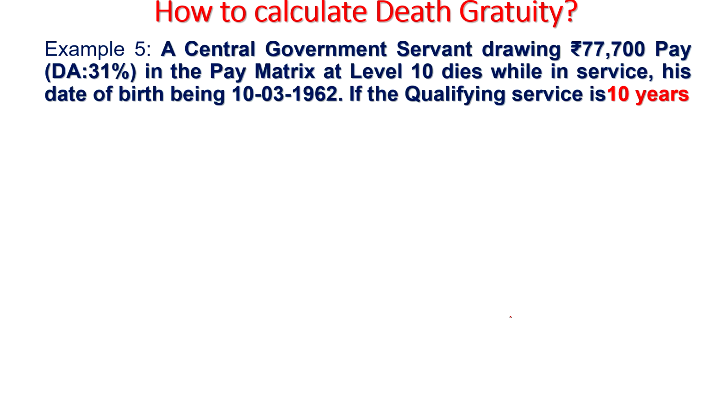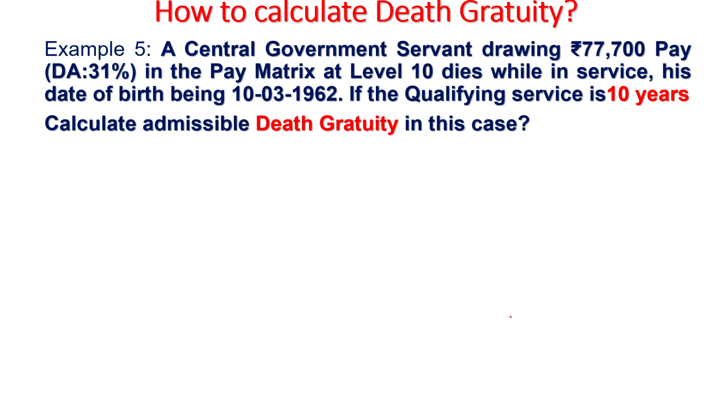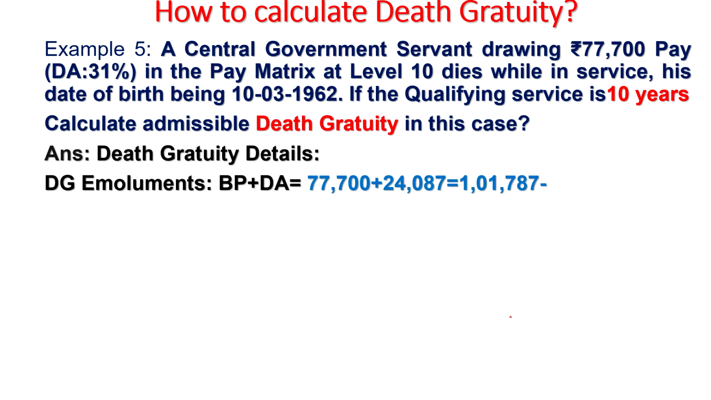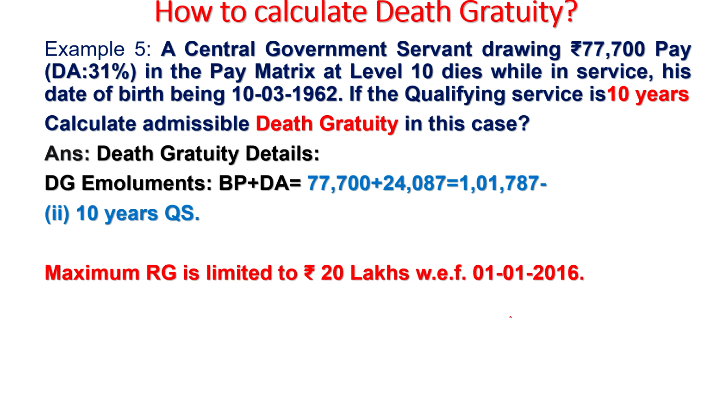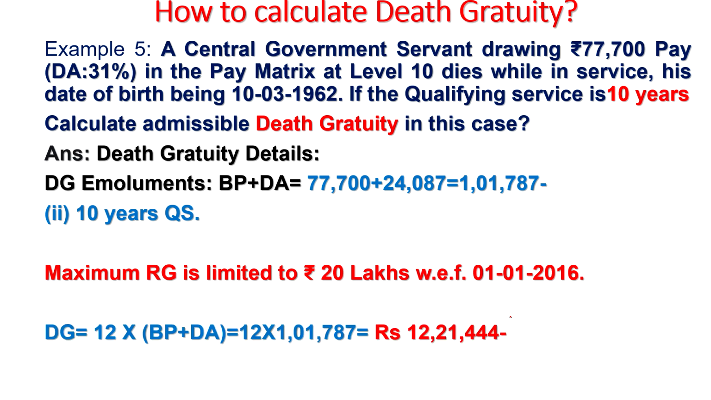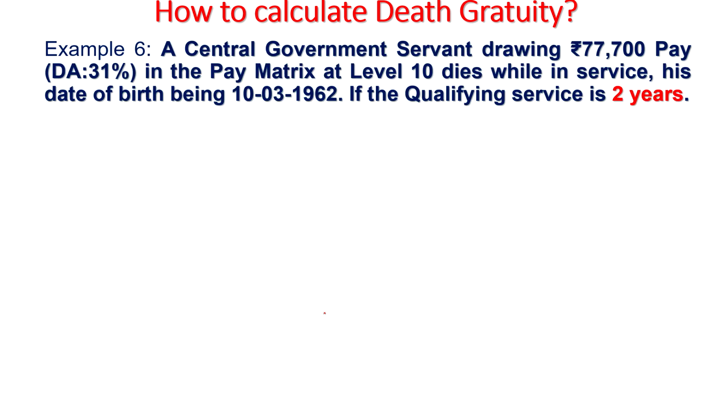Then comes the fifth example, the same question, but this time the qualifying service is 10 years and you have to find the death gratuity. The emoluments are the same, 1 lakh 1,787, with 10 years of qualifying service. The maximum RG is 20 lakhs, and the DG is 12 times the emoluments, that is 12 into 1 lakh 1,787, which is 12 lakhs 21,444. That amount is less than 20 lakhs, so it will be paid.